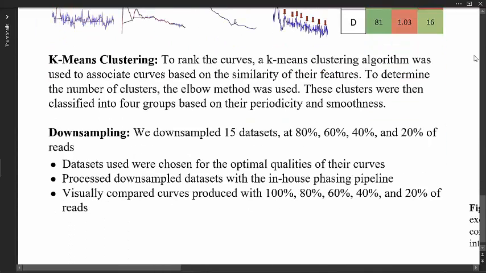For subsetting the curves, we use a process called downsampling, where we can generate new curves based on the percentage of reads we want to extract. Here we looked at 80, 60, 40, and 20% of the reads. The datasets chosen optimize the quality of their curves, and the downsampled datasets were processed using the GATK pipeline from the Broad Institute. We then visually compared the resulting curves against the other curves produced, along with the original curve as well.